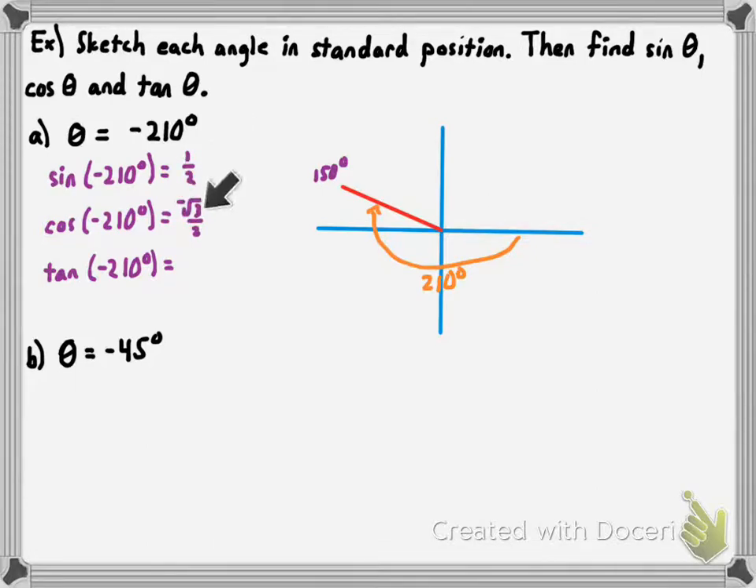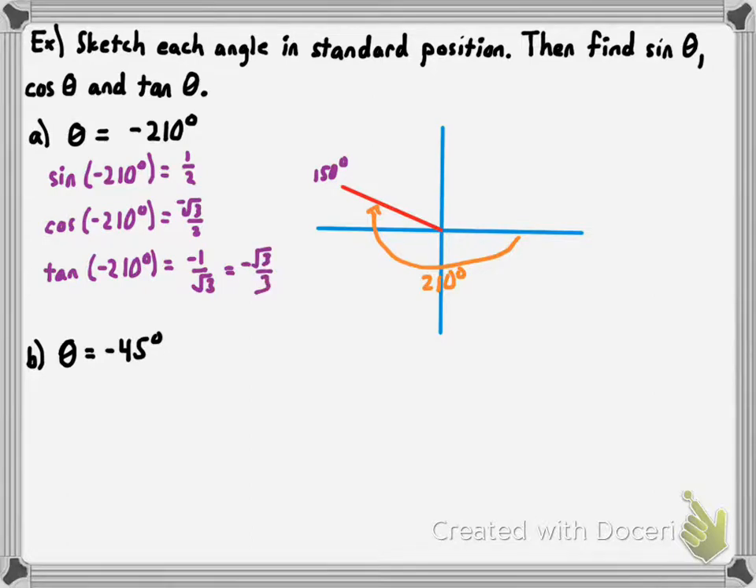1/2 and negative square root of 3 over 2 for the sine and cosine values respectively. And then the tangent value of negative 210 would of course be positive 1/2 divided by negative square root of 3 over 2, which you could write as negative 1 over the square root of 3, ultimately, or negative square root of 3 over 3.